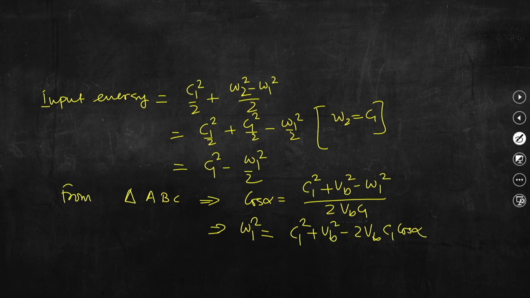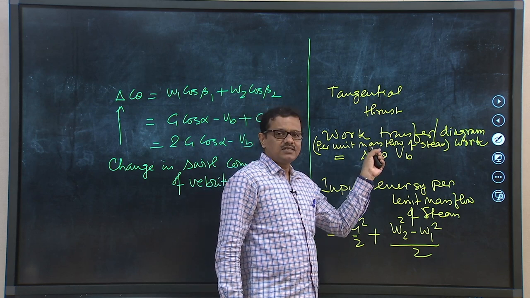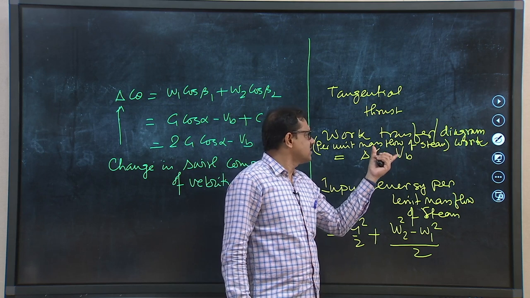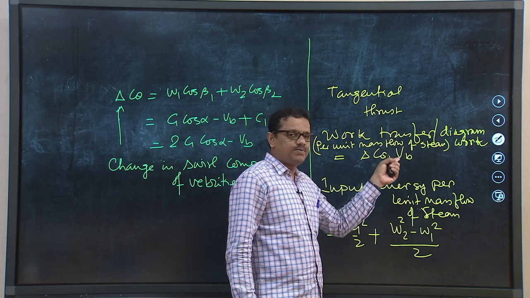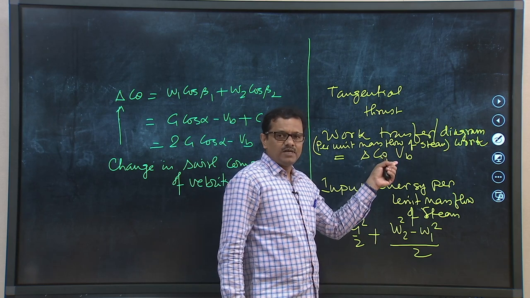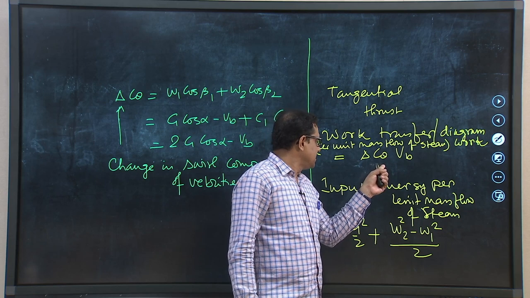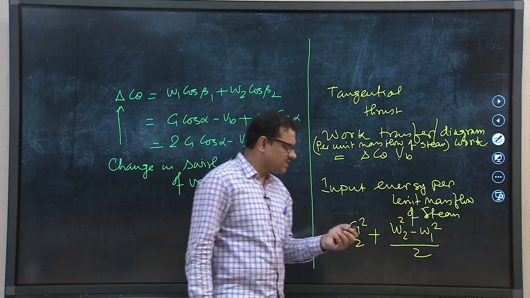So, if we write this expression here, this is the input energy, then we can write the diagram efficiency. Let me tell you once again, tangential thrust would be delta C theta into mass flow rate of steam. Since we are trying to estimate the work transfer or diagram work per unit mass flow of steam, the tangential thrust multiplied with Vb is the diagram work. Now, per unit mass flow of steam, the mass flow rate will get cancelled, and then we are writing delta C theta Vb, and this is the work that we are getting at the cost of this input energy.